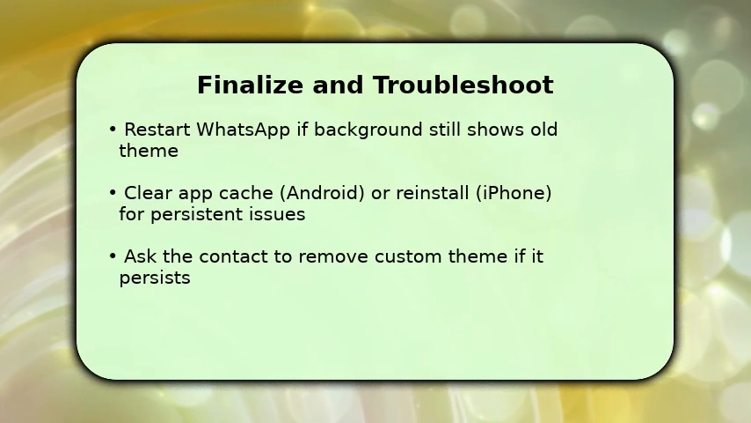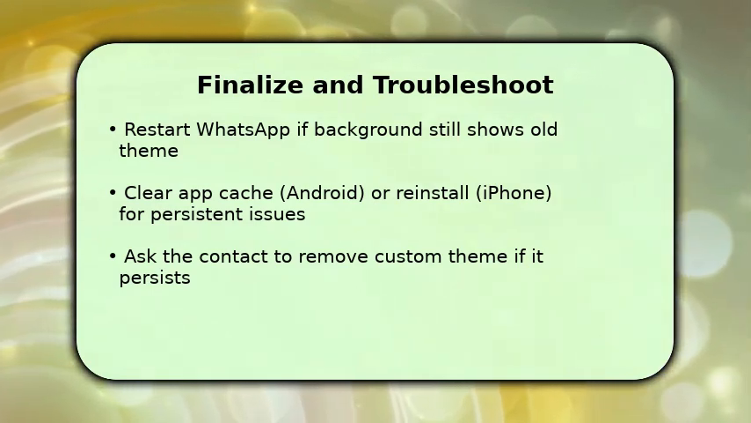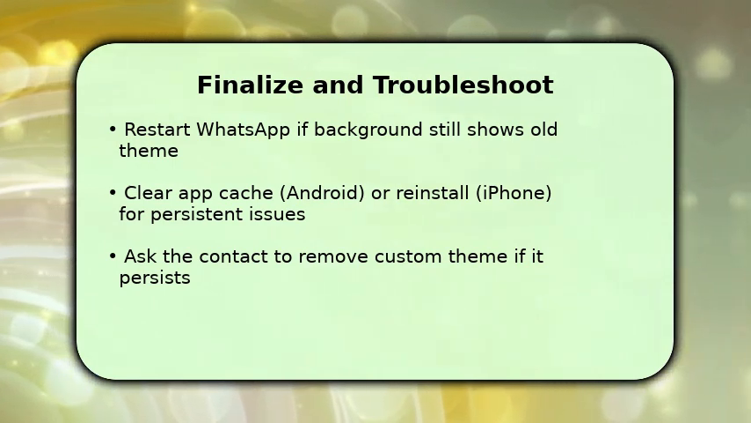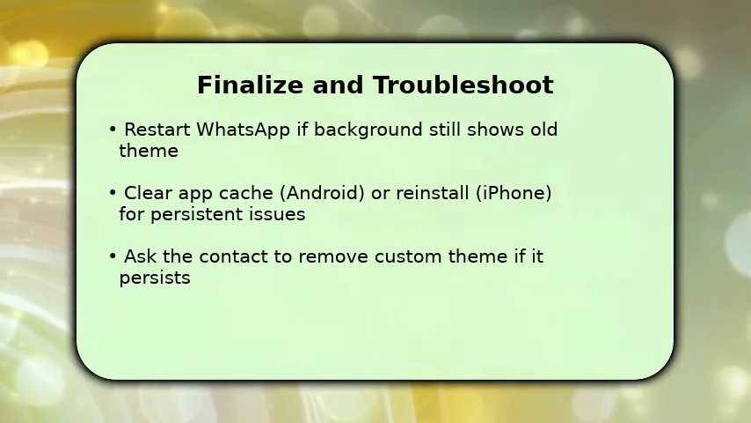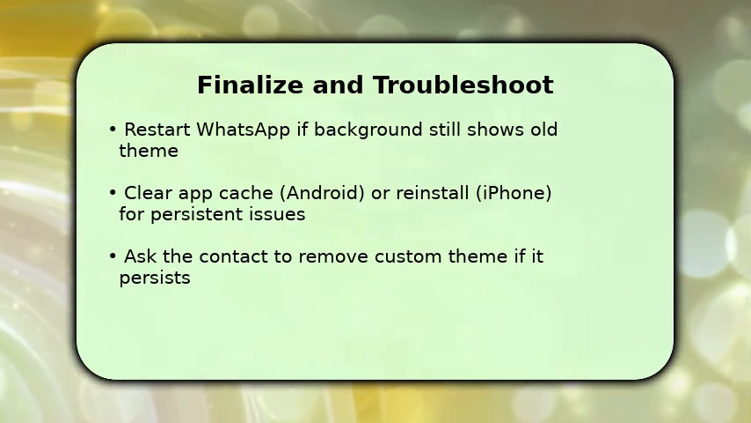If the old theme remains visible, restart WhatsApp first, because temporary caching often causes persistence. If restarting fails, clear the app cache on Android or reinstall on iPhone to force a fresh theme load. Make sure to sync backups if you reinstall.